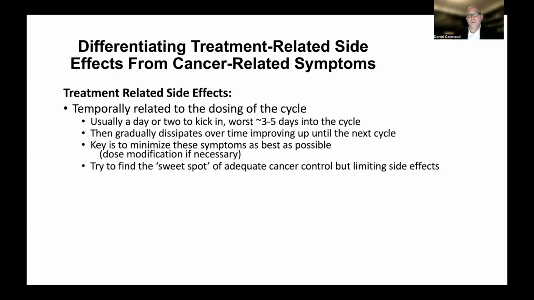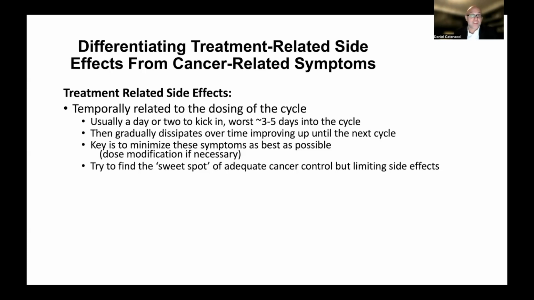And so we usually see the first day or two, actually, you don't really have dramatic symptoms. In fact, some patients feel better because they're getting pre-medicated with steroids in some cases. And so that can actually make you feel a little bit better for a day or two. But then it kicks in, and I usually tell my patients that it sort of peaks, it's at its worst 3 to 5 days into the cycle, and then over time it gradually dissipates and improves until the next cycle in general. And so the key is to minimize those peaks in terms of how bad each of the symptoms gets as much as we can.